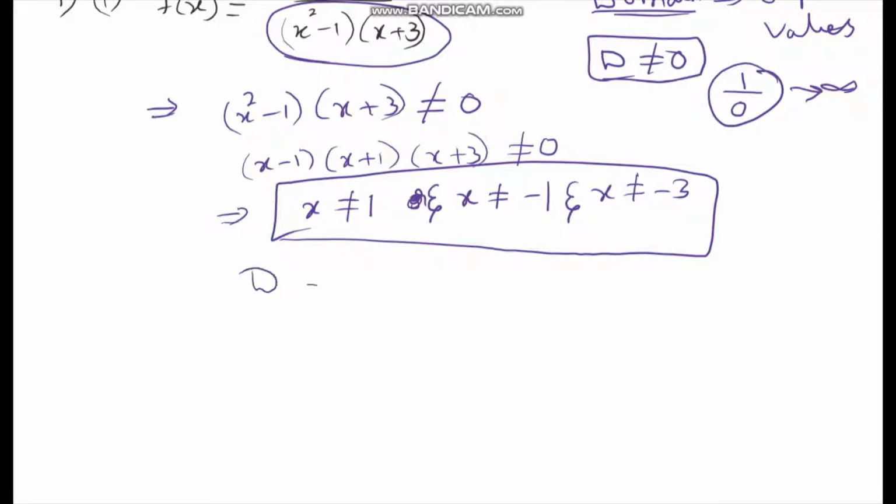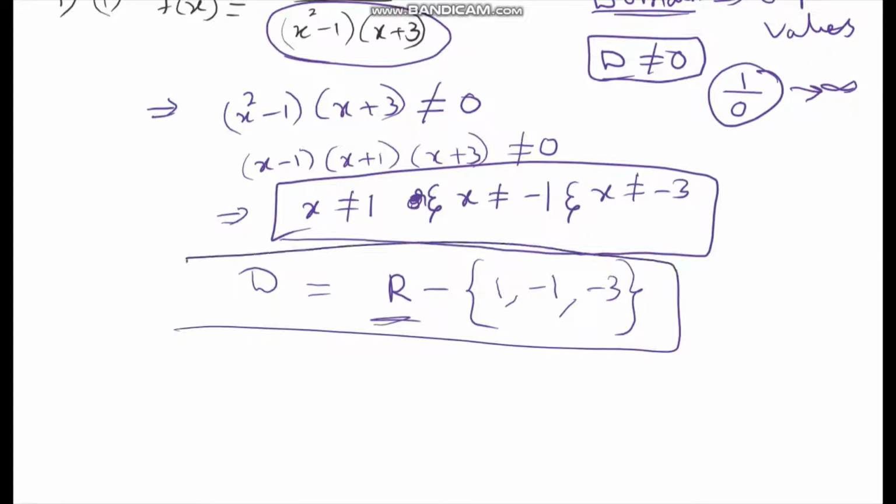So domain equals R minus, subtract this 1, minus 1 and minus 3 from the real number set. So for this set, the function is defined.